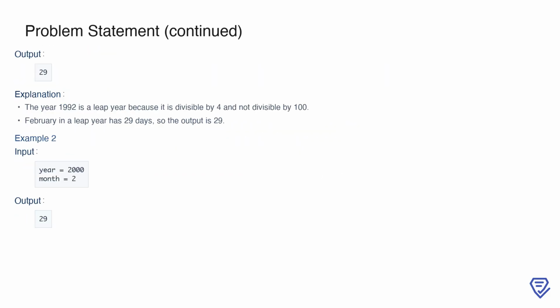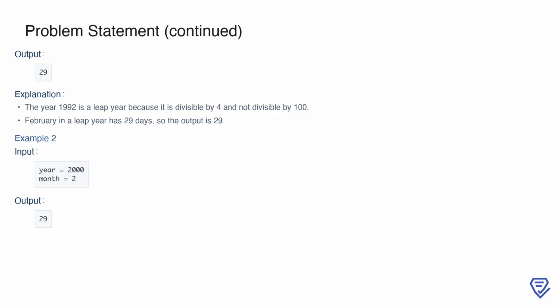In the first example, the input is the year 1992 and the month of February, represented as 2. The output is 29. This is because 1992 is a leap year. It meets the conditions for a leap year as it is divisible by 4 and not divisible by 100. In leap years, February has 29 days, so the returned value is correct.